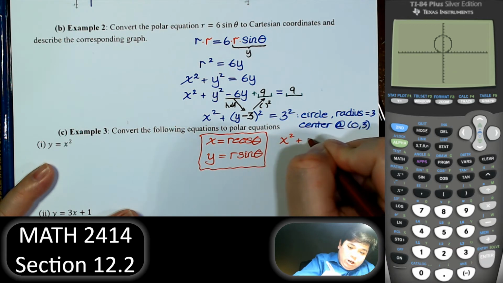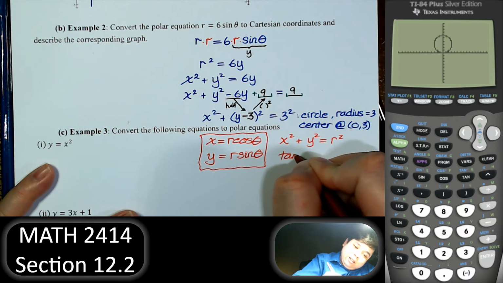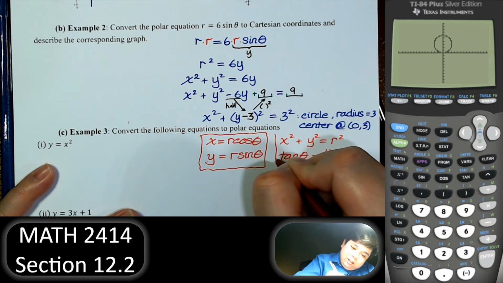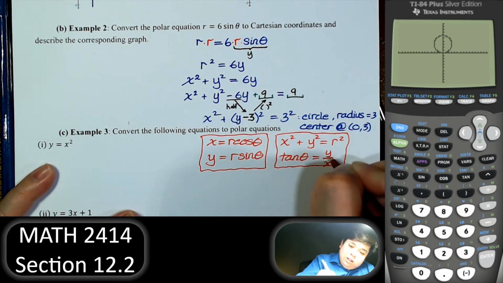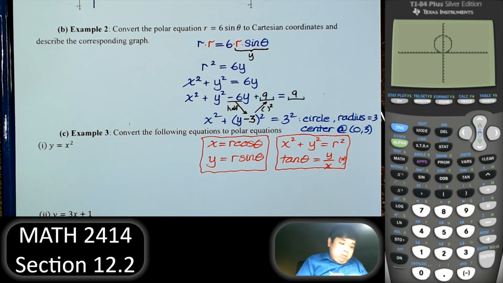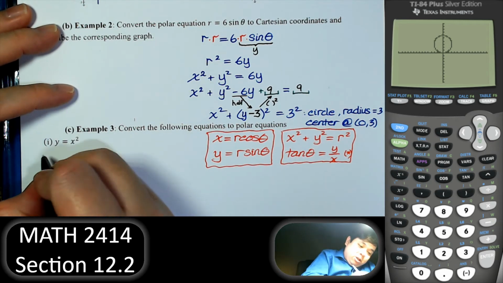X squared plus y squared equal to r squared, tangent theta equal to y over x. I still put an asterisk there. Right, y equal to x squared. Y is r sine theta, so substitute directly.